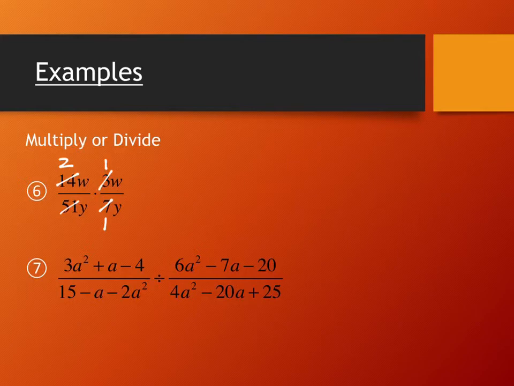What is 51 divided by 3? It's 17. Very good. And at this point, there's no simplification I can do with the variables, right? Across diagonals or within a single fraction. So now I will just multiply across the top. 2 times 1 is 2. And w times w is w squared. The denominator, I have 17 times 1, 17. And then y times y is y squared.